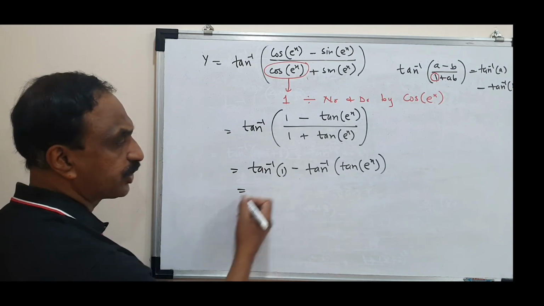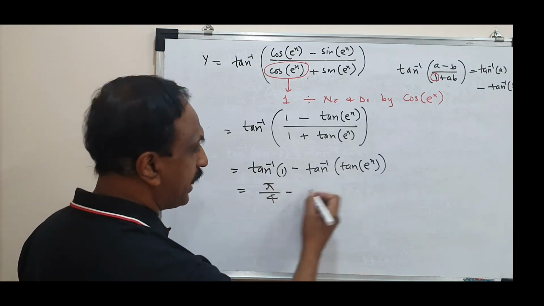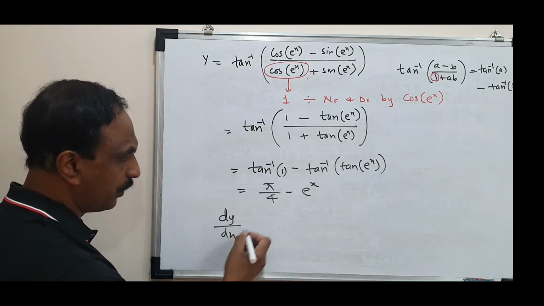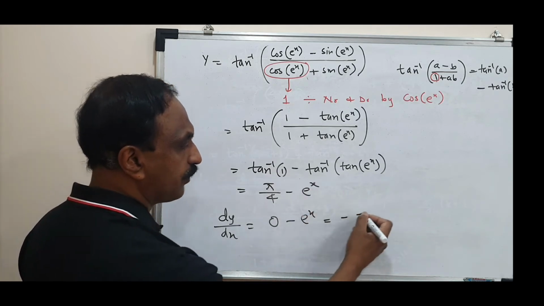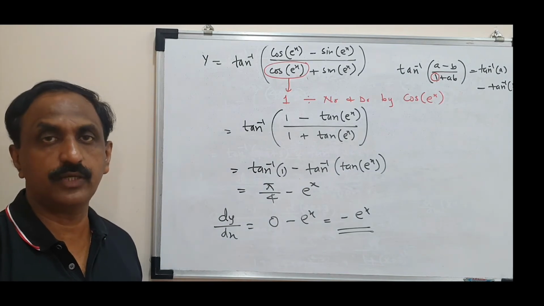So that is tan inverse of 1, which is a constant. If you feel like it, you can write pi by 4. Tan inverse tan got cancelled. So e raised to x. So the derivative of this function would be 0 minus derivative of e raised to x, which is e raised to x only. So finally the answer is minus e raised to x. This is how you can simply do this function.